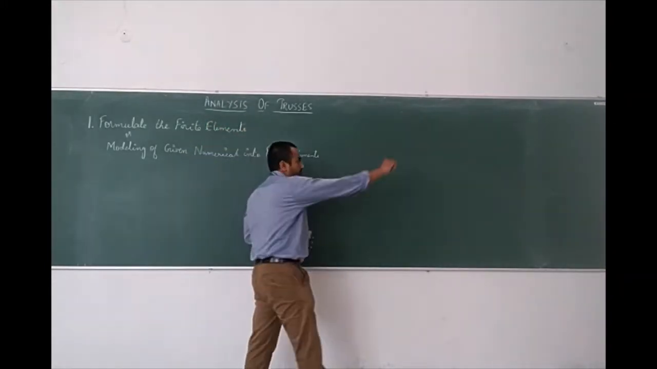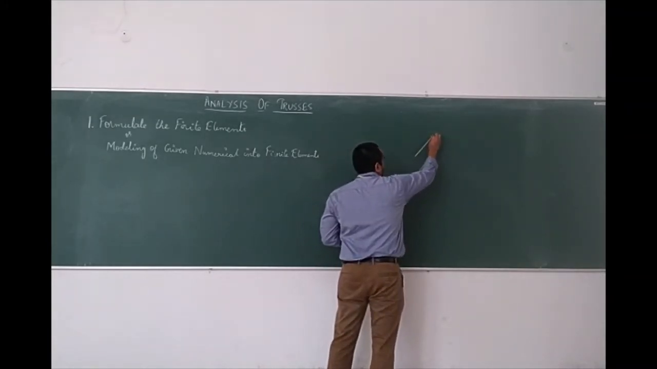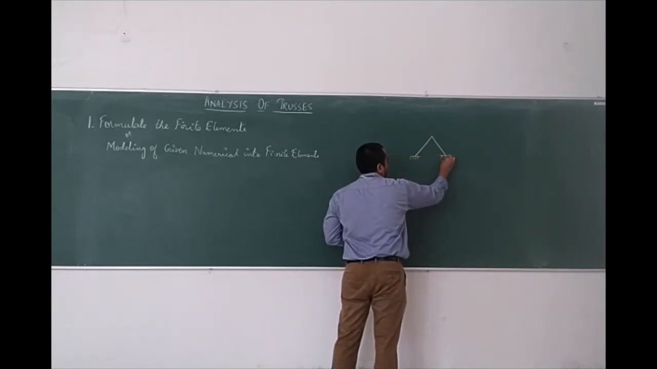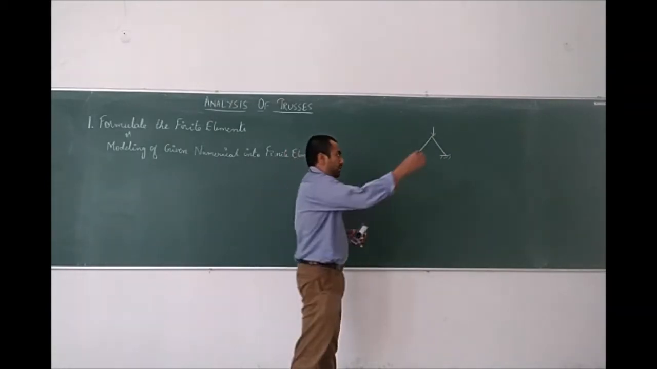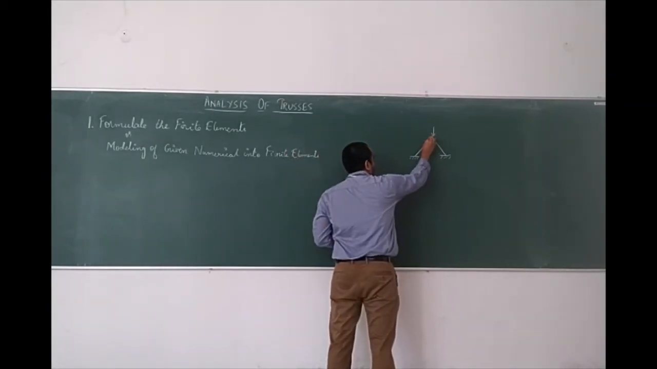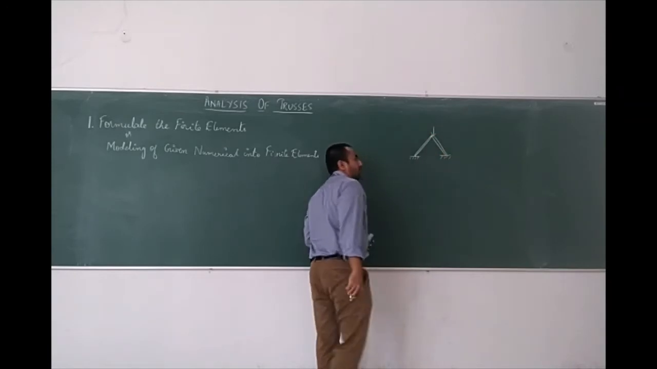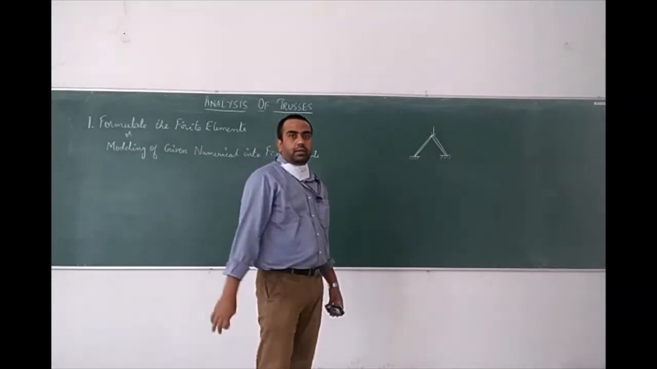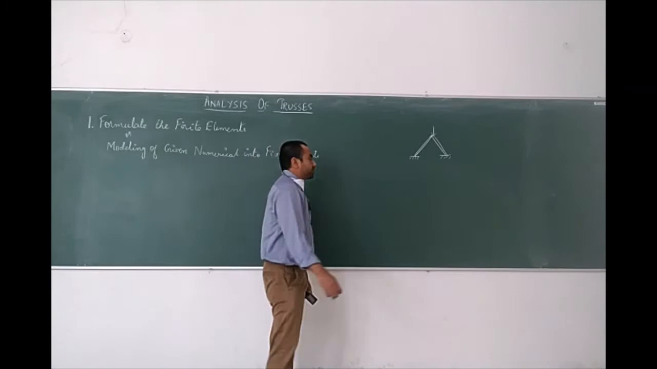Suppose, let us consider a simple truss element like this given. The question may also give you some amount of thickness to it or a cross-sectional area. Now, we need to convert this given numerical into finite element. So, how do we convert this?